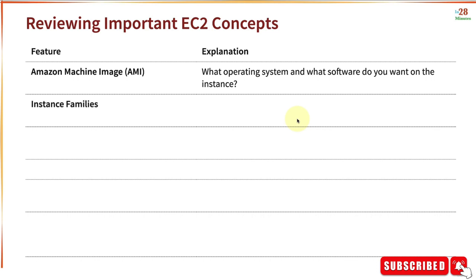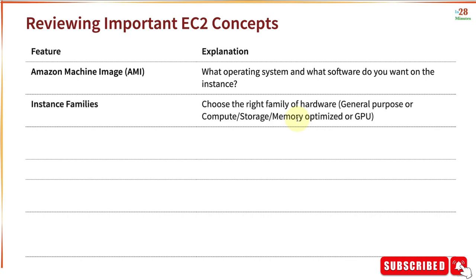The next thing we'll talk about is instance families. Instance families help you to choose the right family of hardware. There are a variety of applications. You might have a web application. You might be running a database on an EC2 instance. You might be using the EC2 instance as a cache, or you might be using the EC2 instance to do graphics processing. So EC2 instances can be used for a variety of purposes, and therefore the EC2 service offers a number of instance families. These instance families are suitable for specific types of workloads, for specific types of applications.